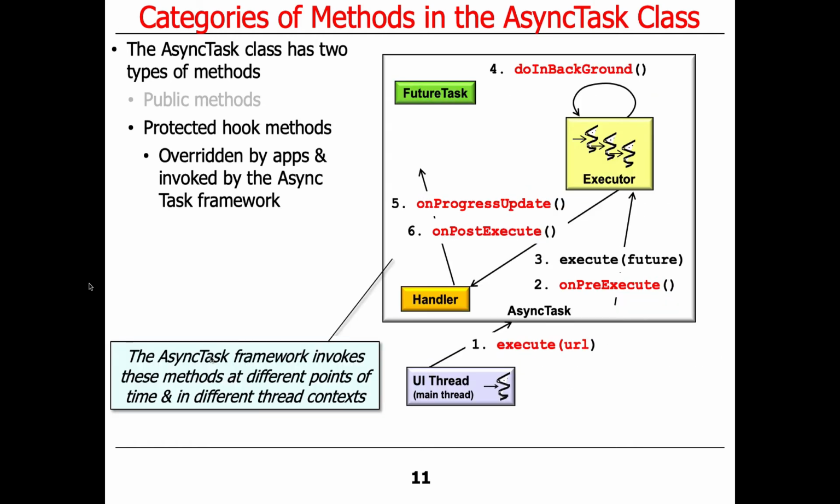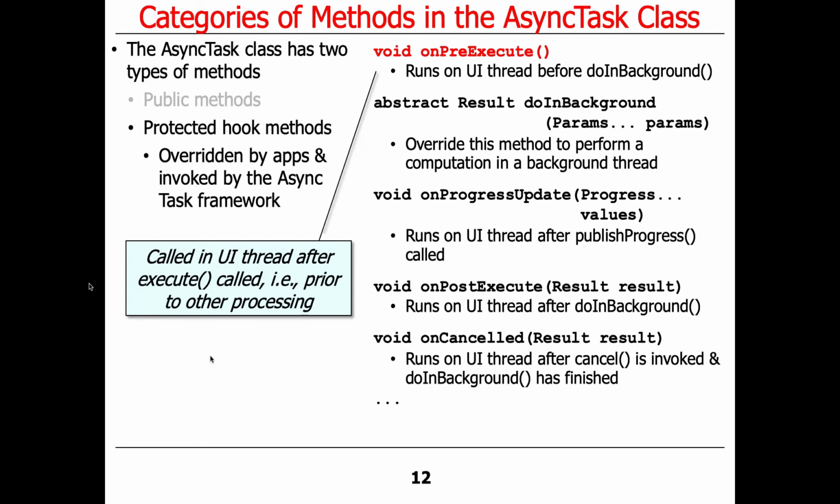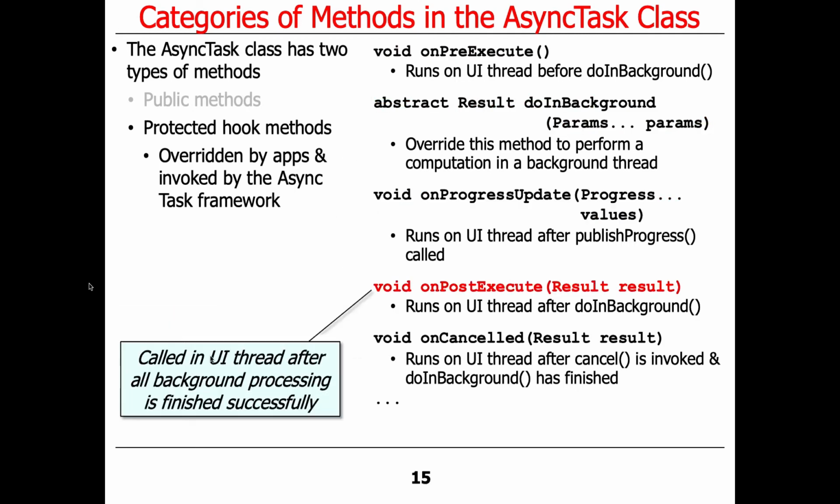The AsyncTask framework invokes these methods at different points of time and in different thread contexts. So you can see here, when you invoke execute, that runs in the user interface thread. The onPreExecute method runs in the user interface thread. onPostExecute runs in the user interface thread. And onProgressUpdate runs in the user interface thread. So these are all things that are running in the user interface thread. And then doInBackground runs in the background thread, as we'll see.